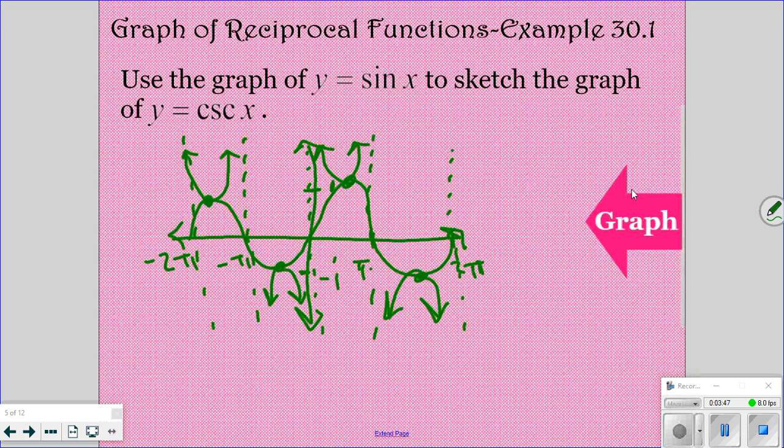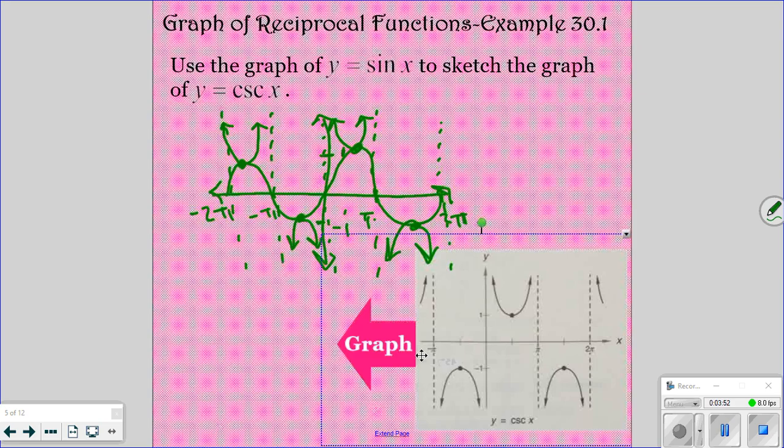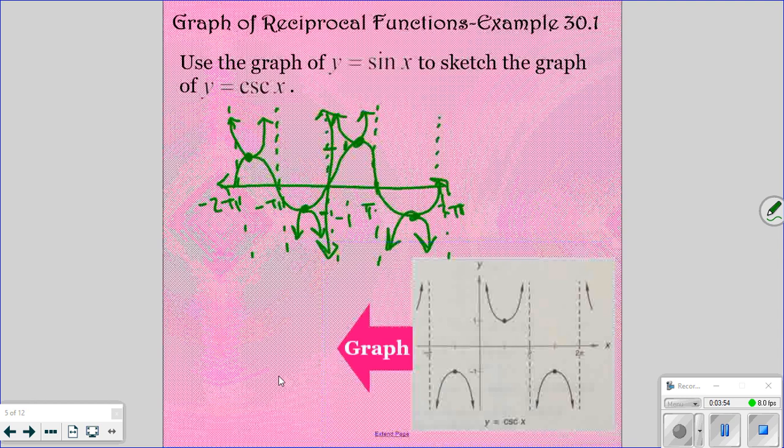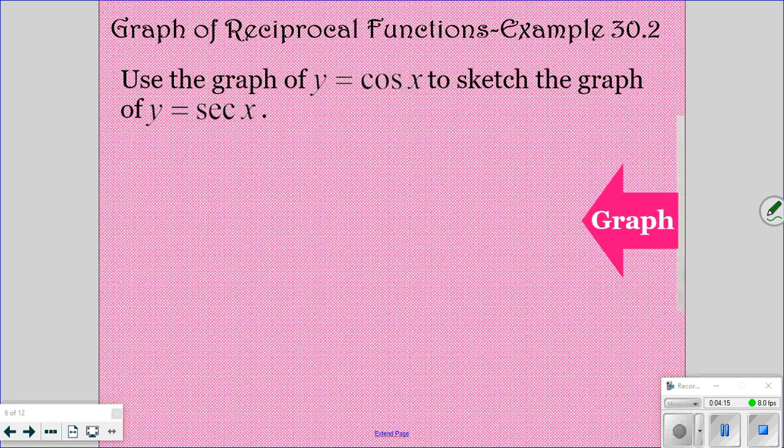If you look there. But I'm going to pull out the book's graph so that you can see what it looks like. It looks a lot prettier. But if you filled in, sine would come right here. Okay, so you want to pause the video to graph cosecant of x, and then we'll go on to the next one. We want to use the graph of cosine to sketch secant.